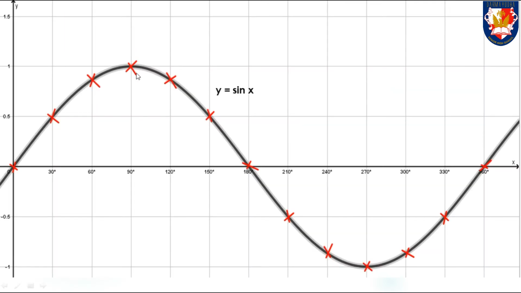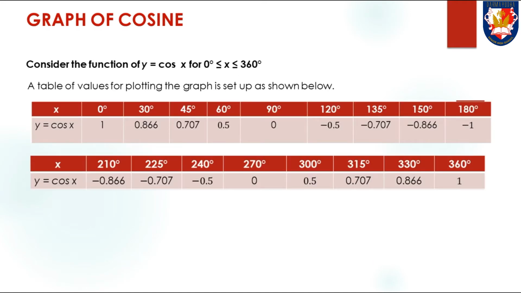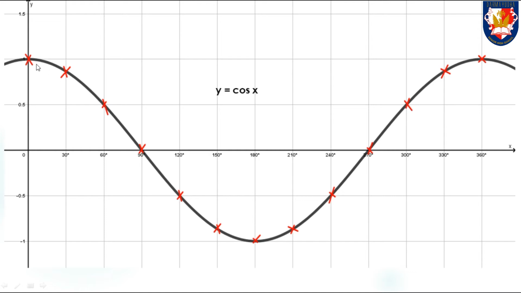The maximum value of sine x is 1 and the minimum value is negative 1. How about the graph of cosine? Consider the function y equals cosine x for 0 degrees less than or equal to x less than or equal to 360 degrees. Just like the sine function, we set the values for special angles. Plotting all the points, we will have the following graph. We see that the maximum value is 1 and negative 1 is the minimum value.